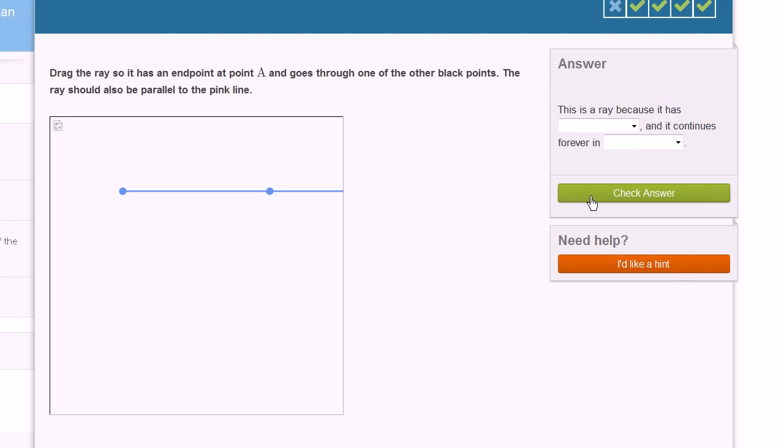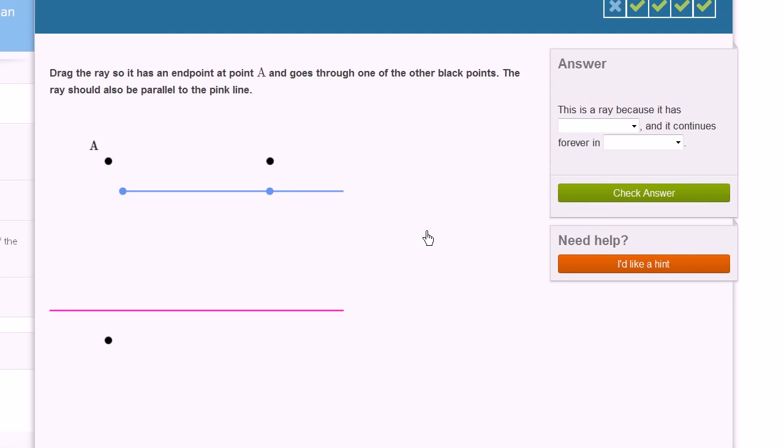Let's do one more. Drag the ray so it has an endpoint at A. So we want to make its endpoint at A, where the ray terminates, and goes through one of the other black points. The ray should also be parallel to the pink line.